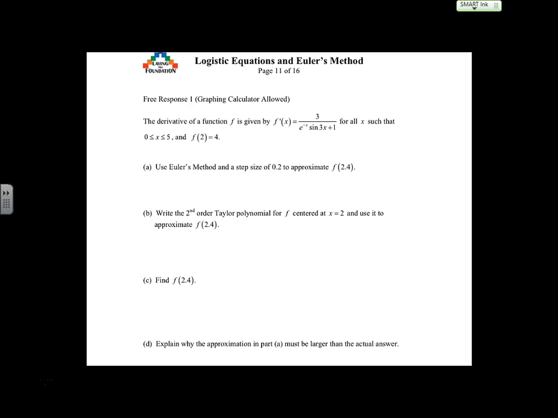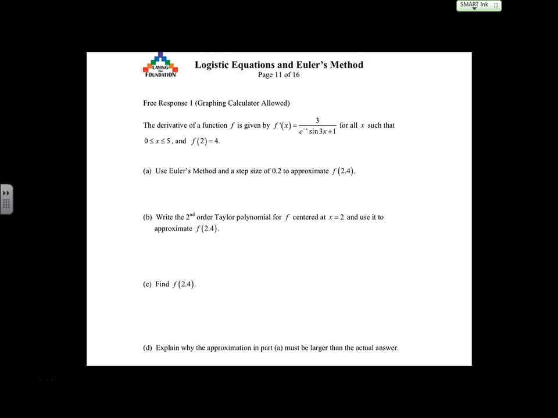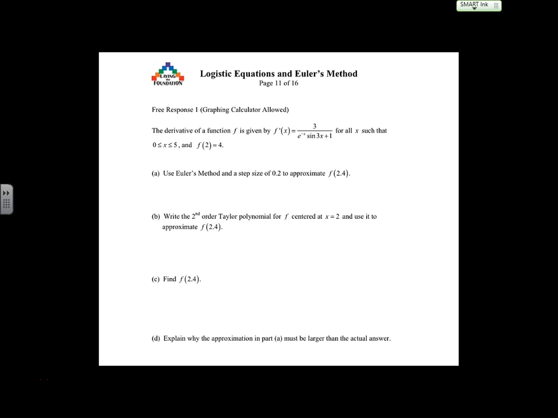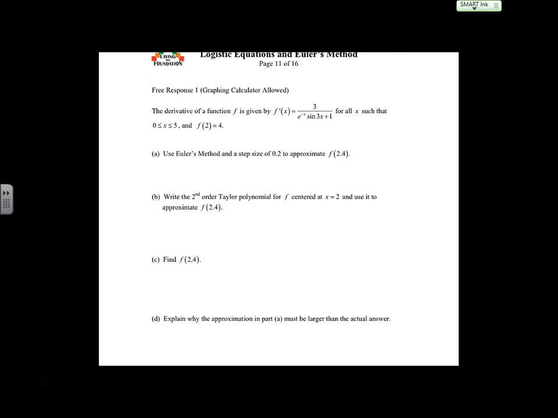You're given f prime between 0 and 5, and you're given an initial condition f of 2 equals 4. Explain why the approximation in part A, which is Euler's method, must be larger than the actual answer. I put it because it's concave down, but I was like, huh? Yeah, it is concave down.